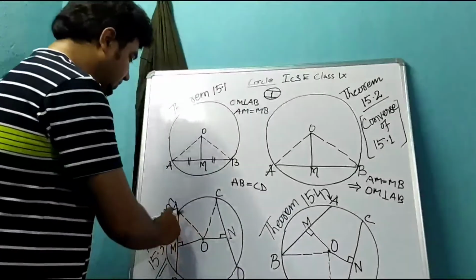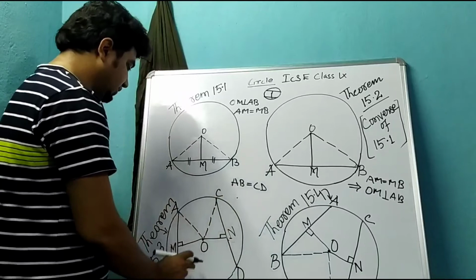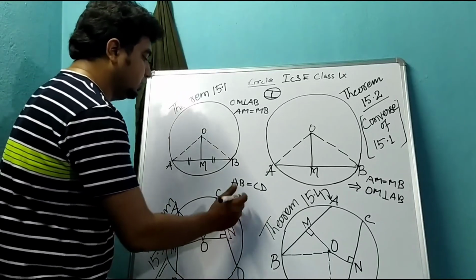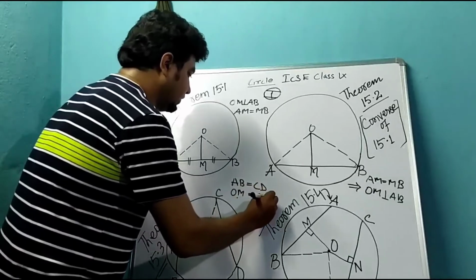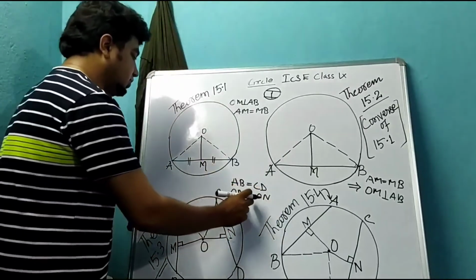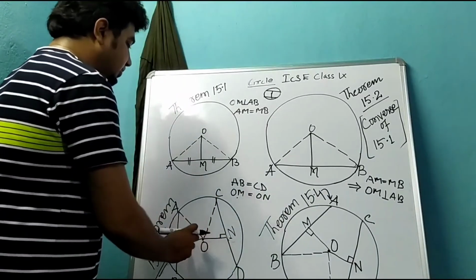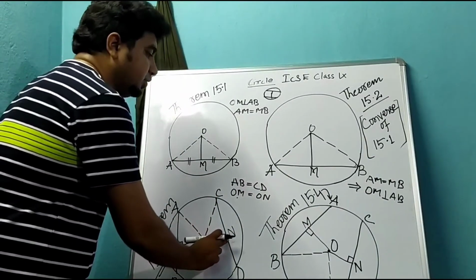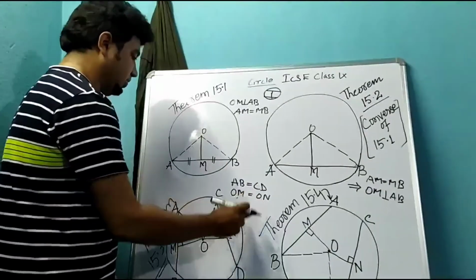So here it is given to us AB is equal to CD, so we can say that OM will be equal to ON. This is theorem 3. Means if the lengths of the chords are equal, then the distances from the center will also be equal. This is theorem 15.3.